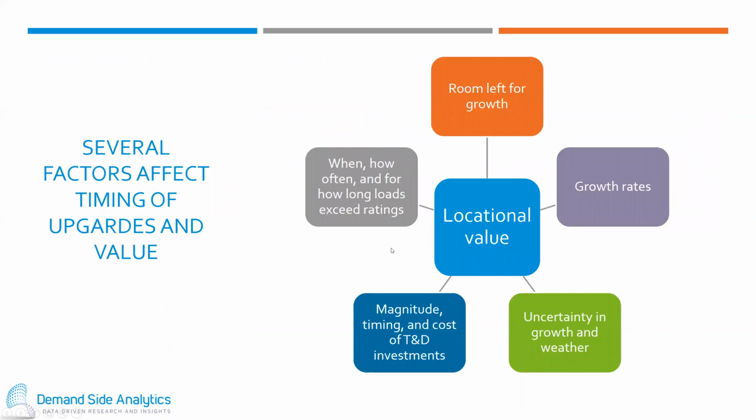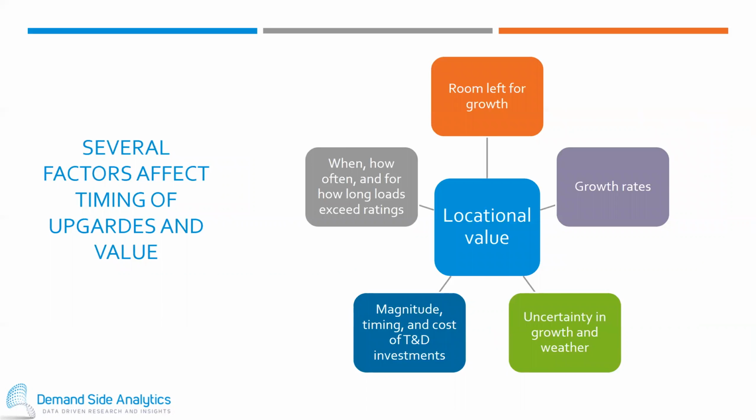There are several factors that are going to affect the value and timing of infrastructure upgrades. The most key ones are essentially what is the room left for growth. And by that we mean typically you size substations or transformers, etc., to have room for growth and to accommodate additional load growth. The second factor is the growth rate. If you grow really fast, then you're going to start hitting your capacity limits pretty quickly.